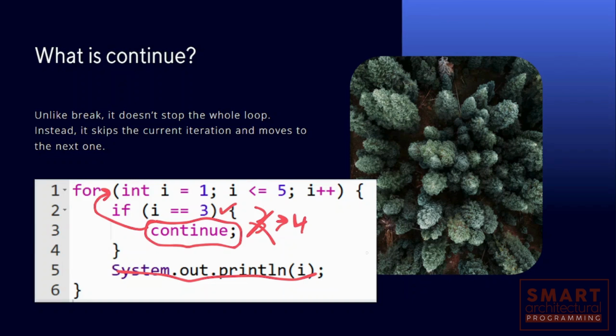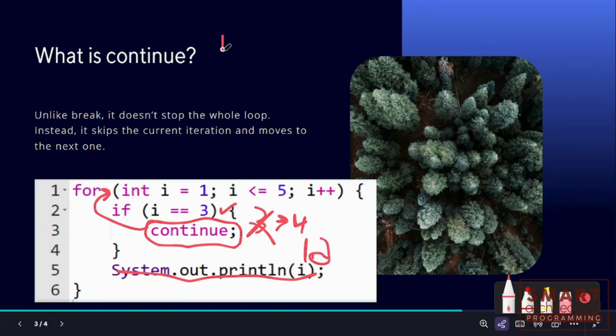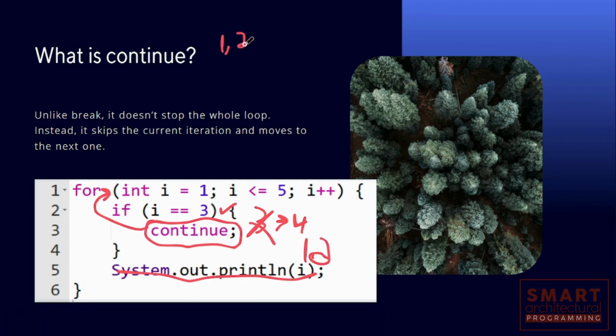What does this mean? It means that it's going to print 1, 2, skips 3, because again the continue statement does not allow it to go to the lower code in the loop and directly moves on to the next loop. So it prints 4 and then it prints 5. Instead of 1, 2, 3, 4, 5, the continue statement only causes it to print 1, 2, 4, 5. That's it. So that is the core functionality of the continue statement.